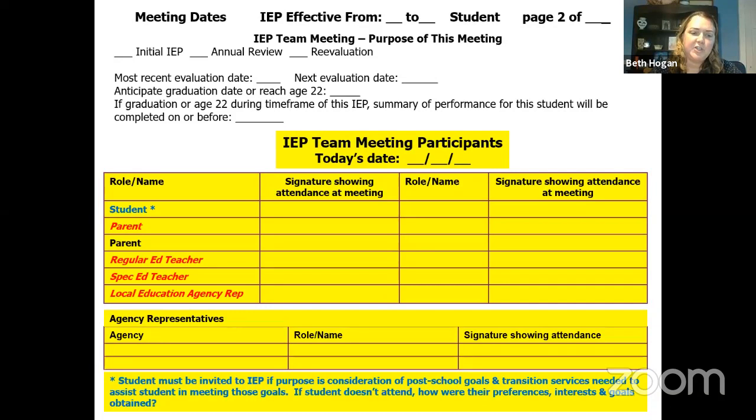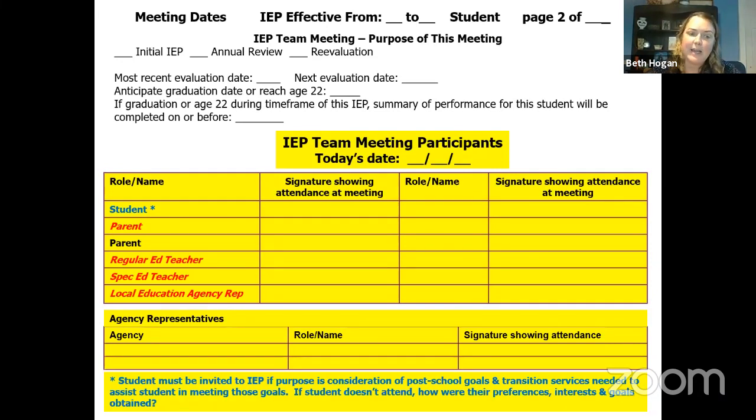The local education agency rep, you may see this on a form where it just says LEA. That's basically a person who is in the role to commit resources for services for this student in attaining his or her IEP goals.